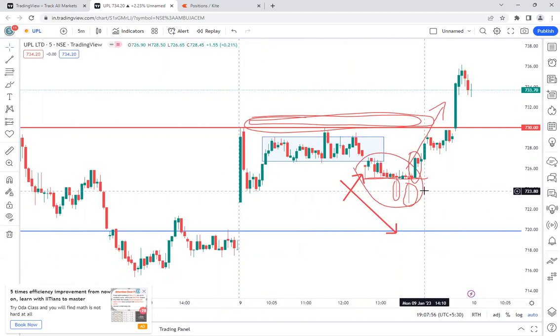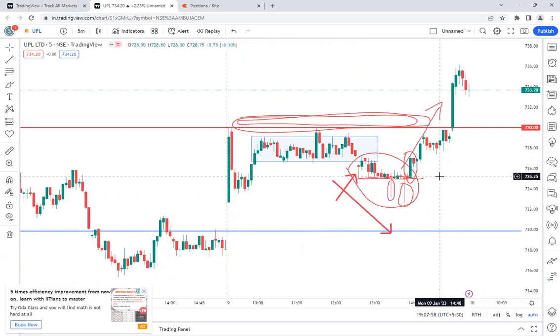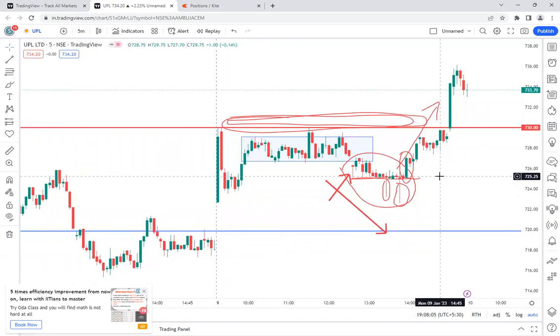And also this is a very common trap which we can identify daily in most of the intraday price actions. So I hope this should be very much helpful for you and for your further analysis or further trades.